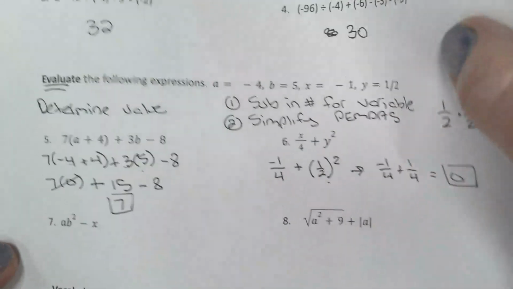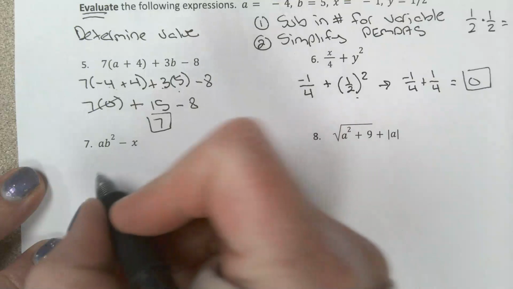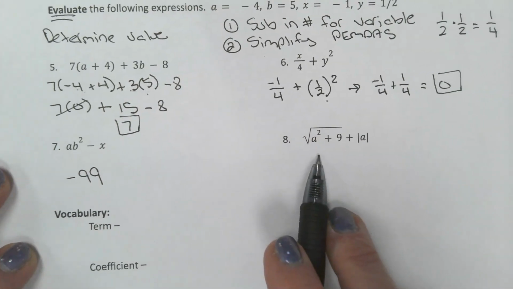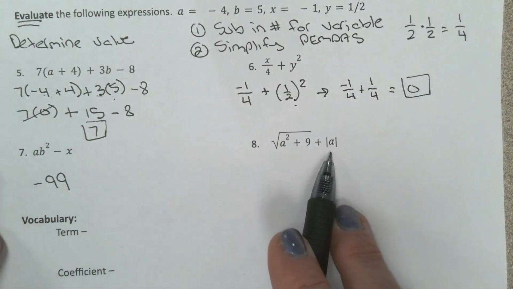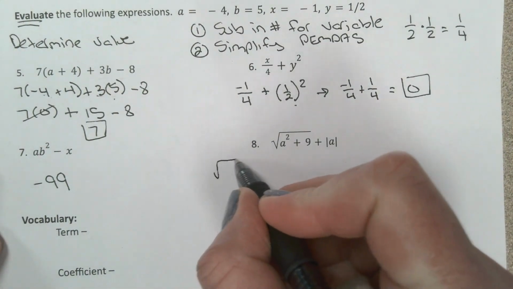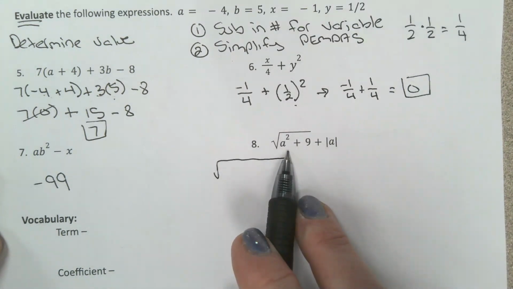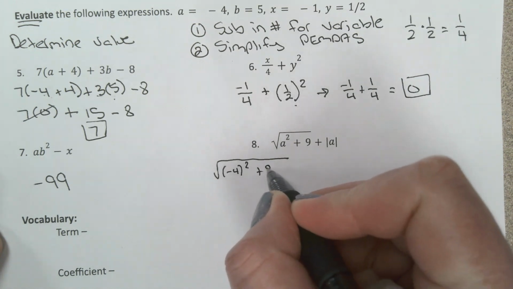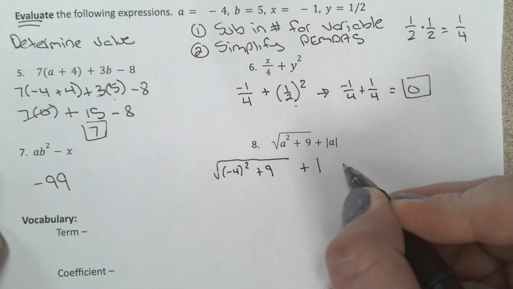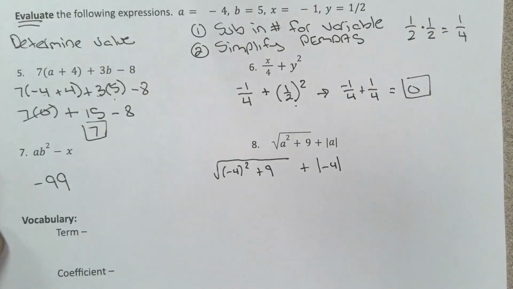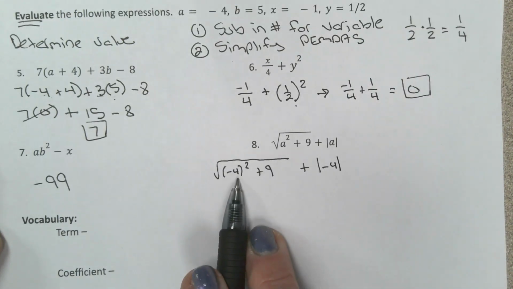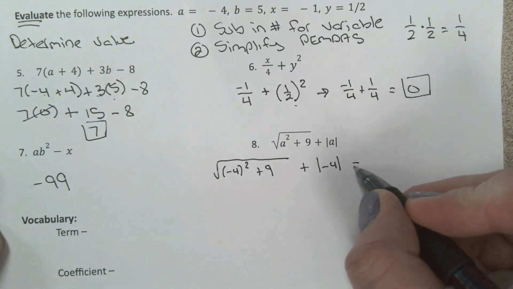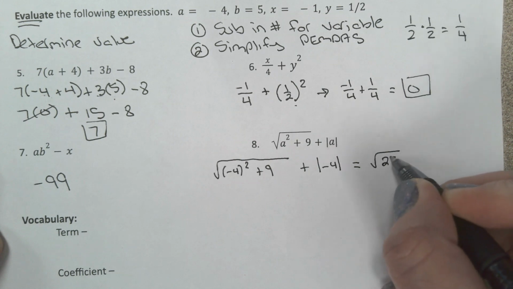Number 7. Give that a try. You should get -99. I'm going to go ahead and help you out on number 8. We have radicals and absolute value bars. All right, we have a is -4 squared plus 9 plus the absolute value of -4. -4 squared is 16. 16 and 9 is 25.